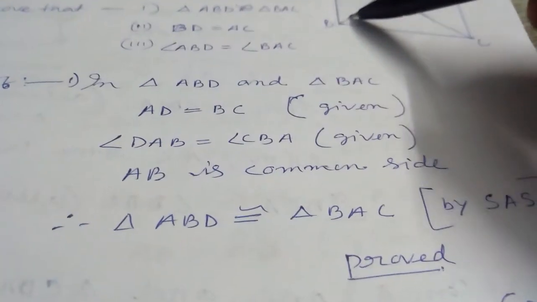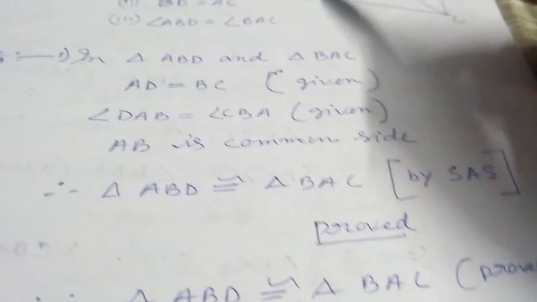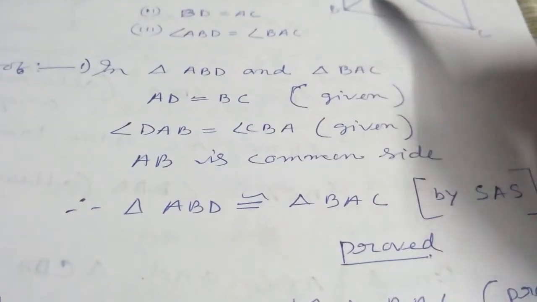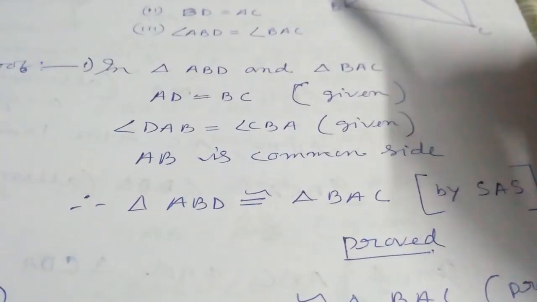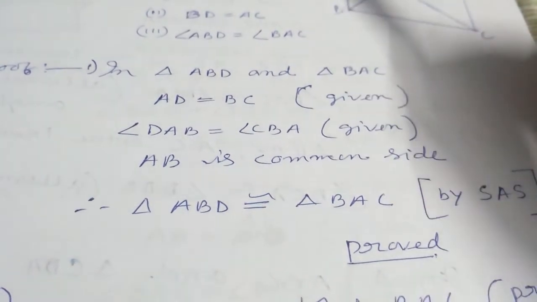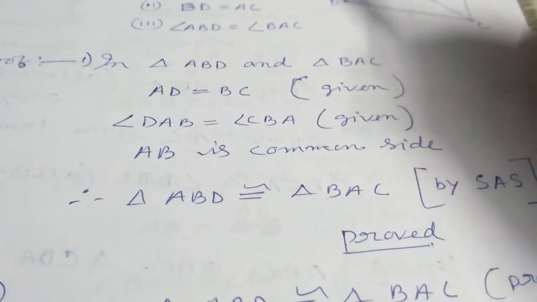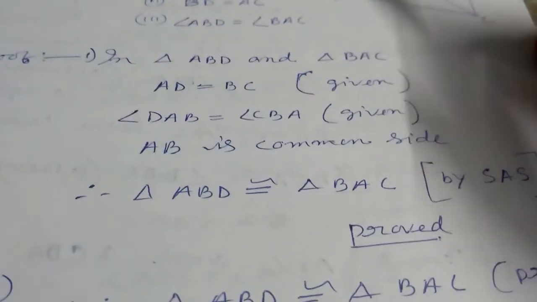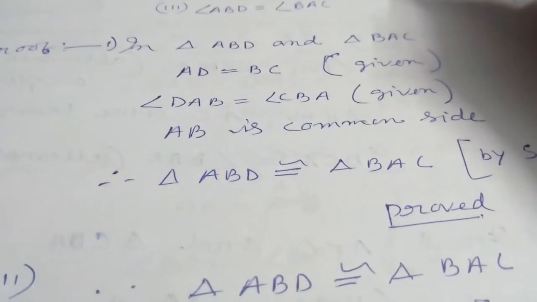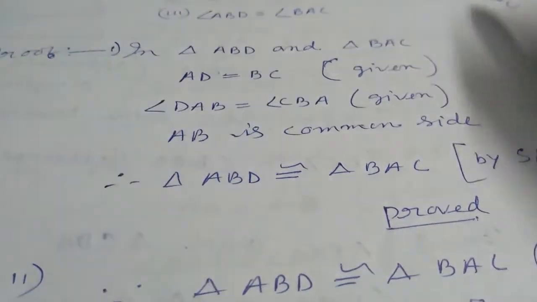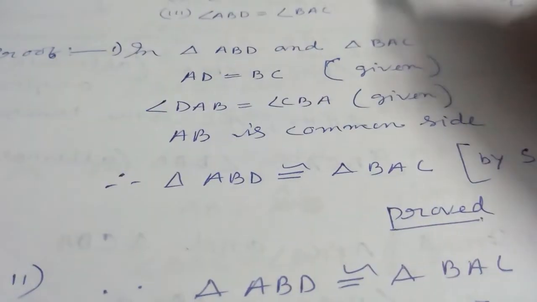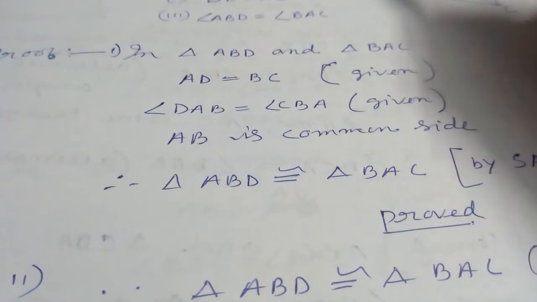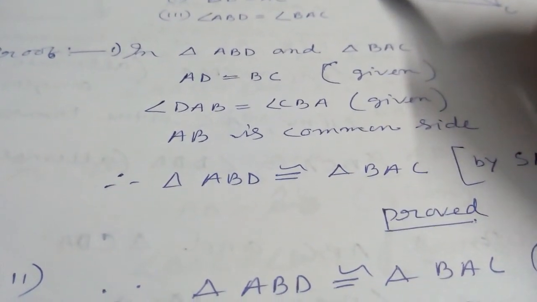And by CPCT, CPCT means corresponding parts of congruent triangles. Now you see, BD is a part of triangle ABD and AC is a part of triangle BAC. So by CPCT we can say that BD is equal to AC, and by CPCT we can say that angle ABD is equal to angle BAC. This angle is also equal by CPCT.